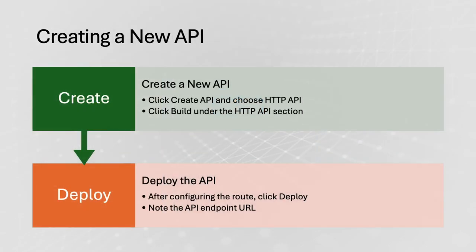To create a new API, click Create API and choose HTTP API, then click Build. After configuring the route, click Deploy and note the API endpoint URL.